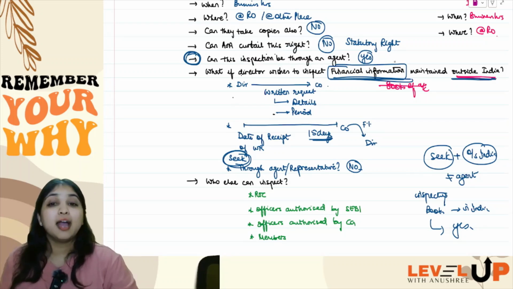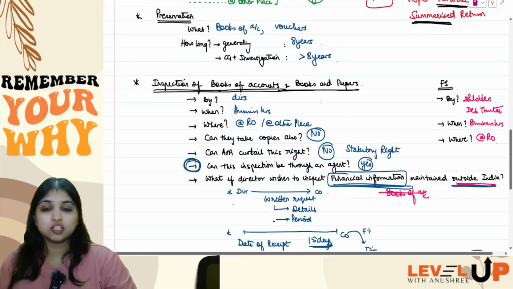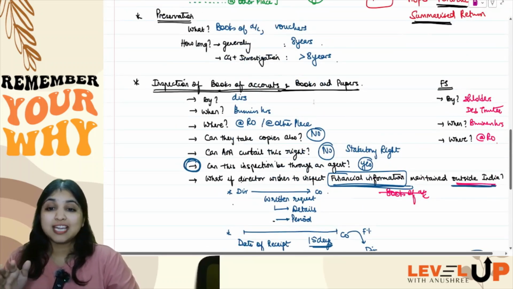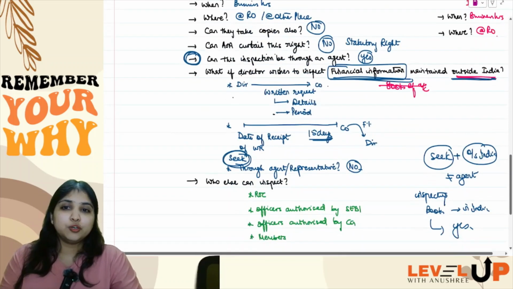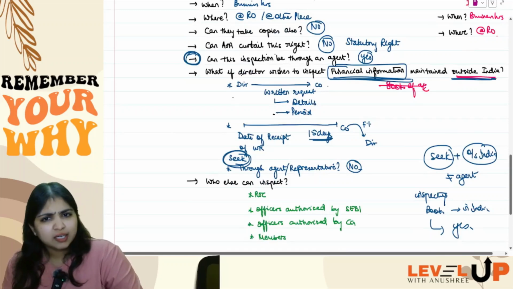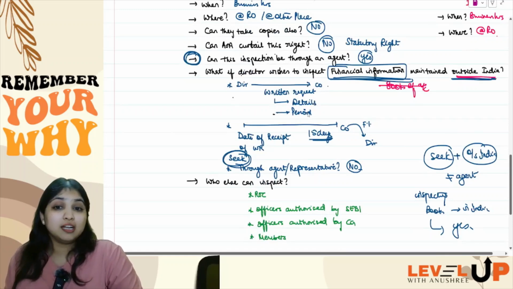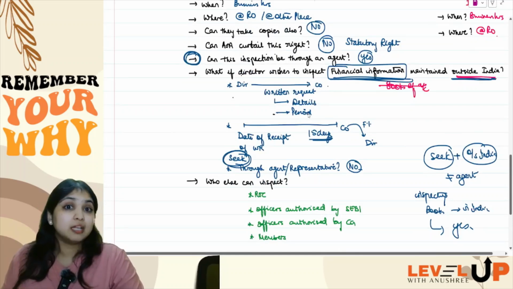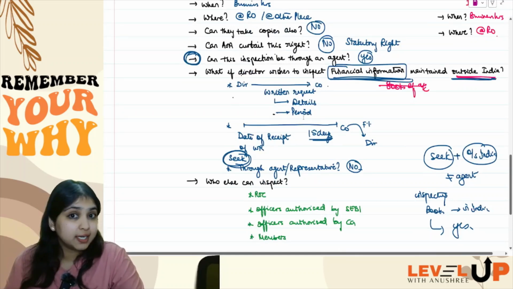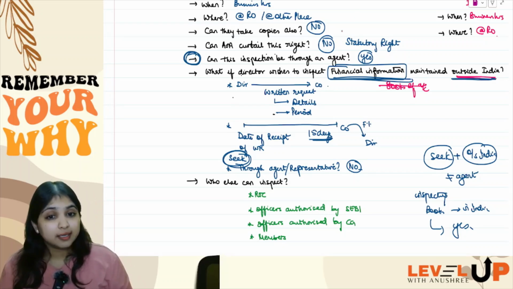Getting my point? And so this was about our inspection discussion. Inspection of books of accounts can be done by directors anytime during the business hours at the registered office or at any other place, but they can't take copies. AOA cannot take away this right. Inspection can be done through an agent also, but if the director wants financial information maintained outside India, for that he has to submit a written request.